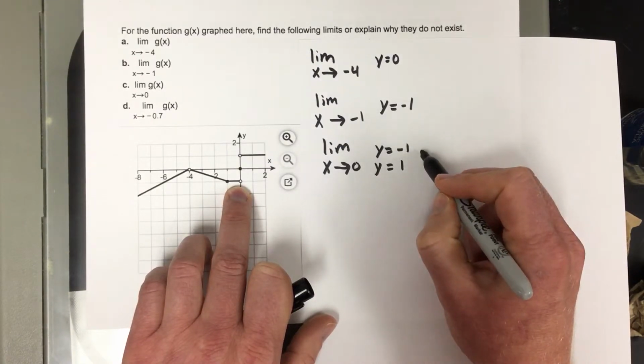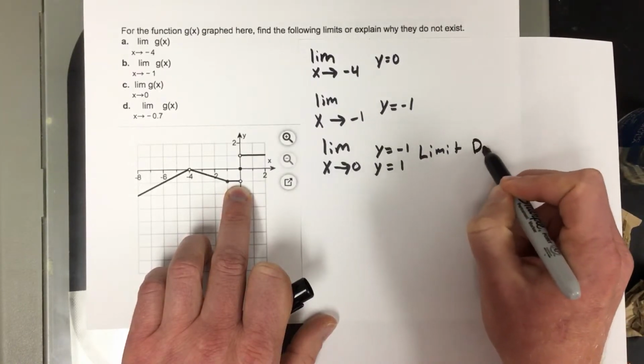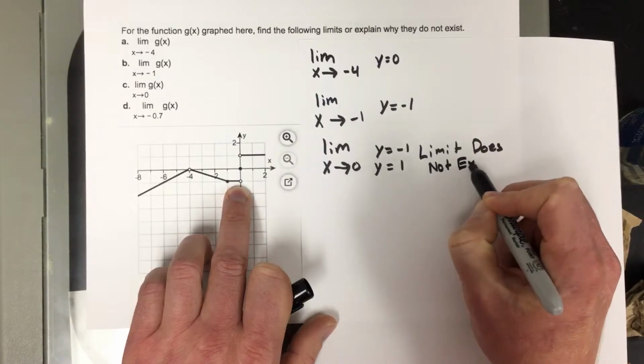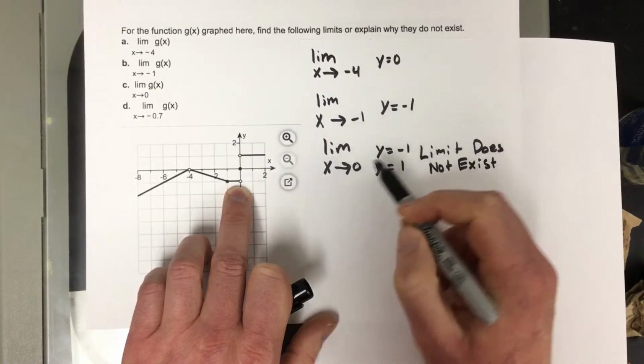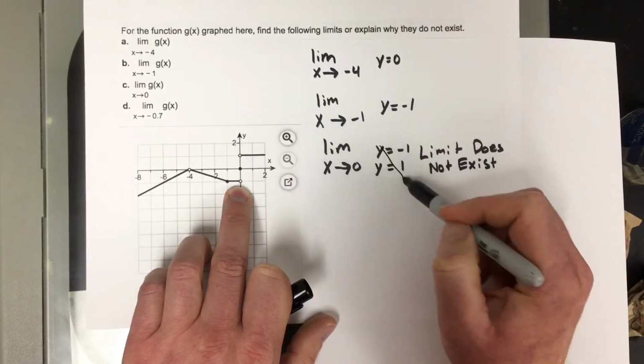So that means the limit does not exist, because they're not going to the same number, right? We have a jump discontinuity is what that's called. So we'll cross that out.